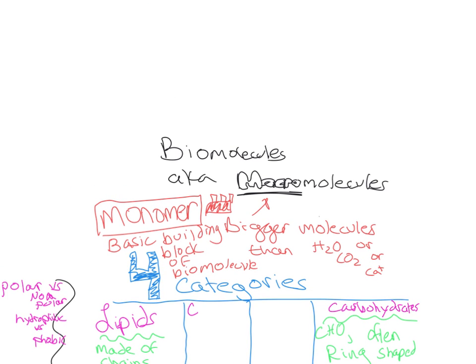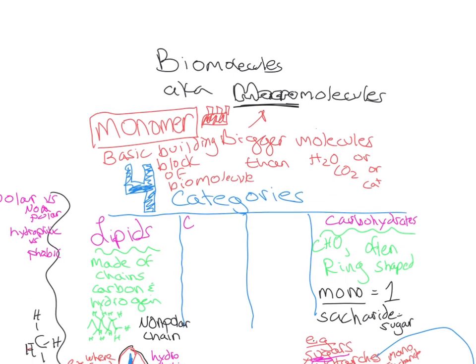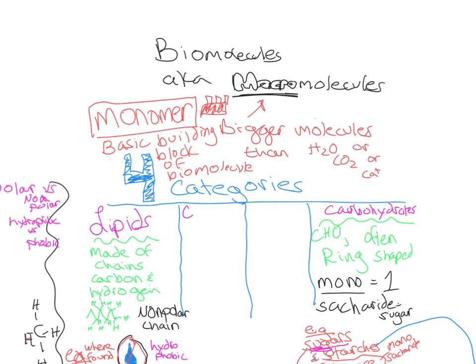Okay, so let's go back up to that monomer. Remember I said the building block of any of these 4 categories is called a monomer. Mono meaning one, mer meaning block. So what do you think a macromolecule with many of these connected building blocks is called? Polymer. How many of you have heard the word polymer? If you go into any kind of engineering, material science, anything like that, you're going to be dealing with polymers. So polymer means many.